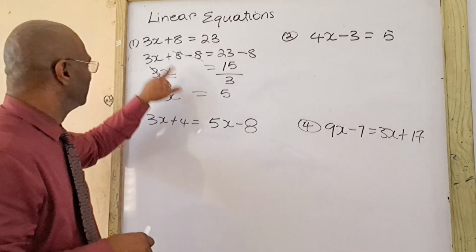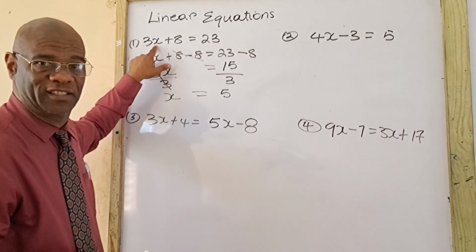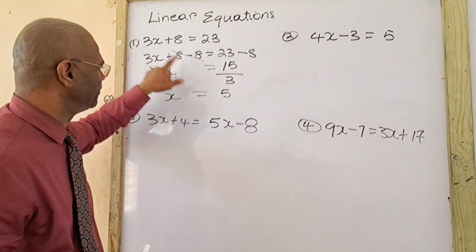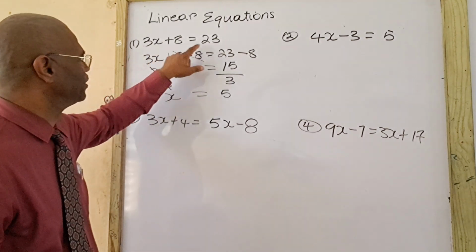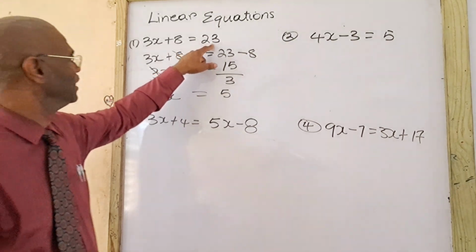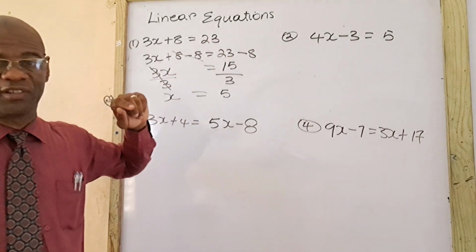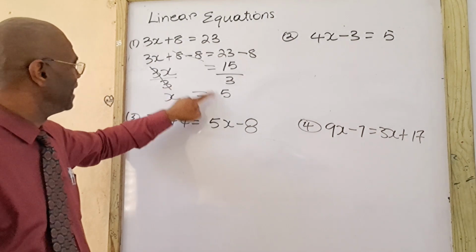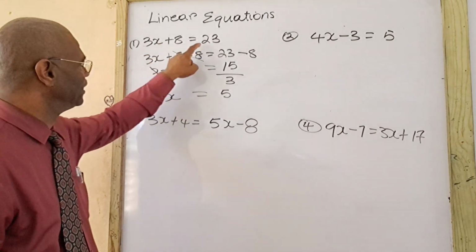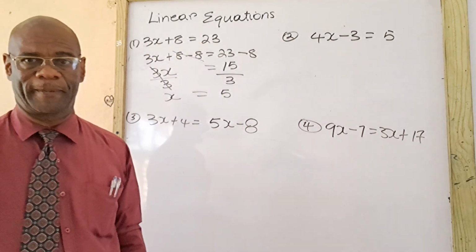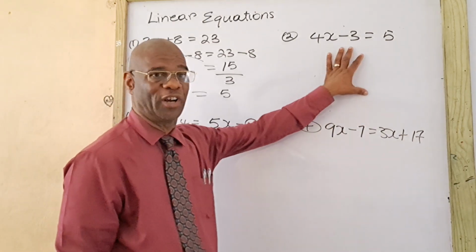Because we are saying 3 times 5 is 15. 15 plus 8 gives us 23, right? So we go 3 times 5, 15. 15 plus 8 is 23, right? Let's hop over to the other side.